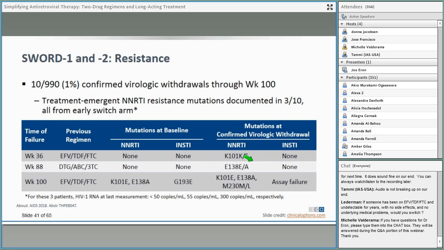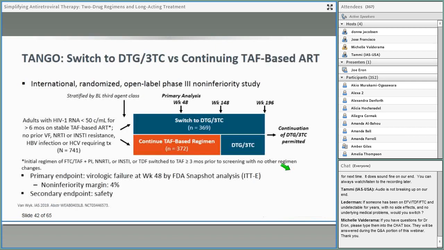This is the resistance analysis. As I mentioned, there are 10 confirmed virologic failures. So I misspoke, 10 confirmed virologic failures, and only 3 individuals that developed NNRTI resistance. So 3 out of almost 1,000 that developed NNRTI resistance. Sorry, I'll go slower. They had NNRTI resistance at baseline by the archive genotype test. And in these 3 patients, 2 of the 3 were able to be genotyped. Neither had integrase resistance.